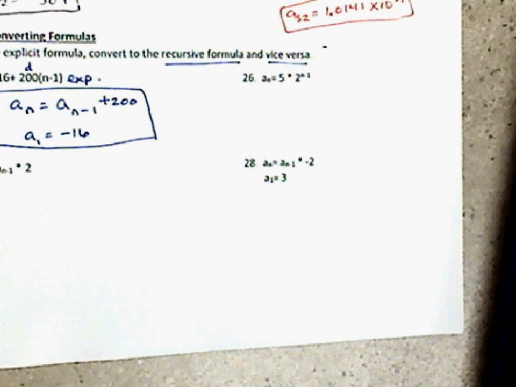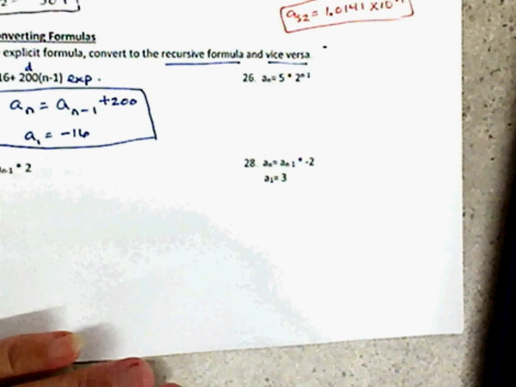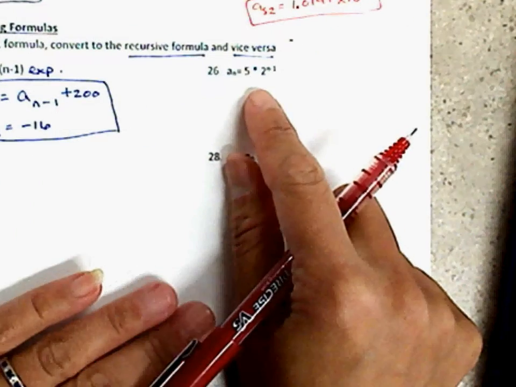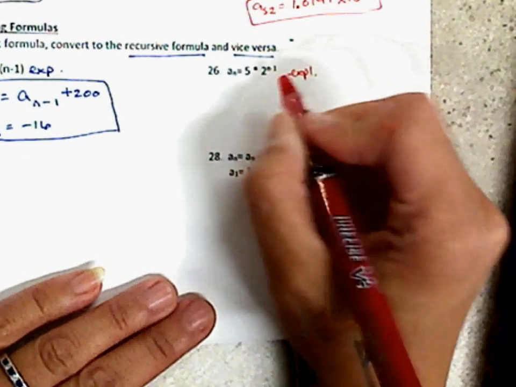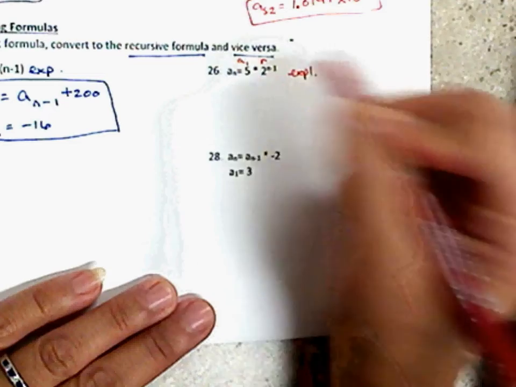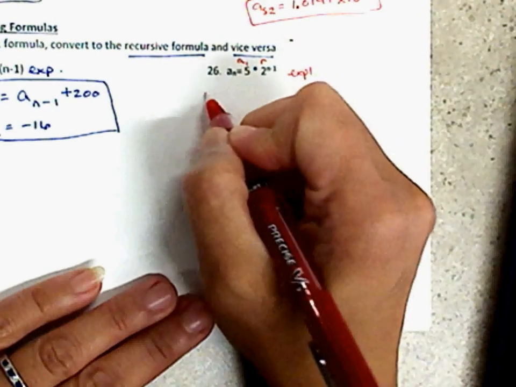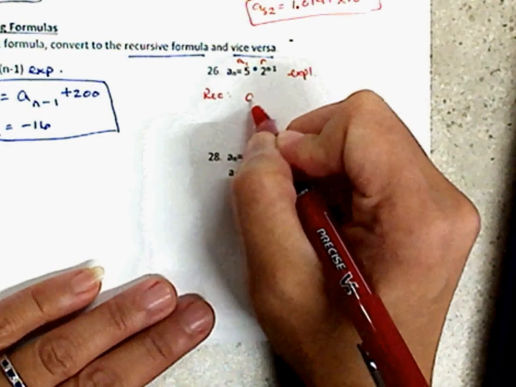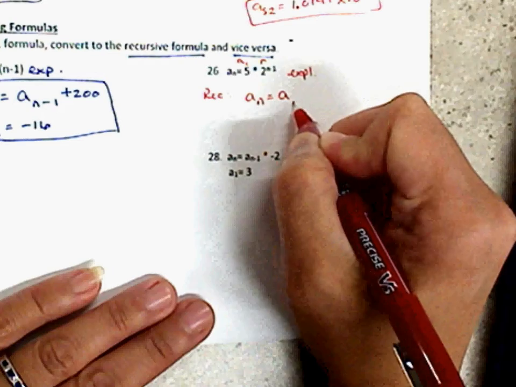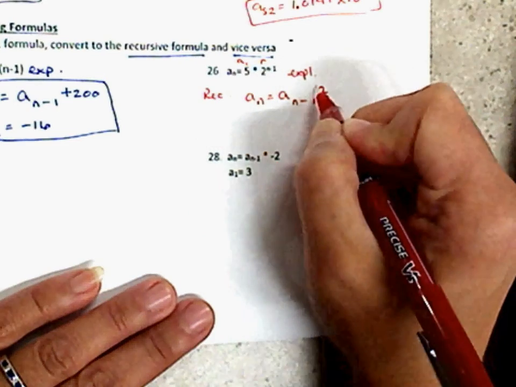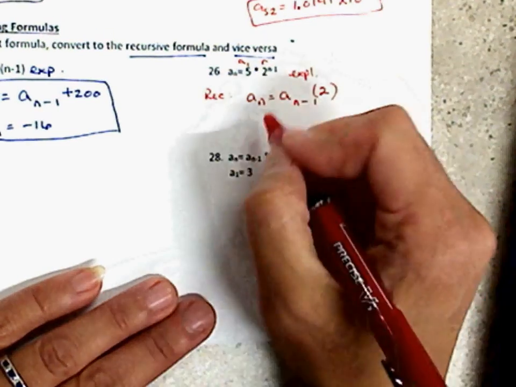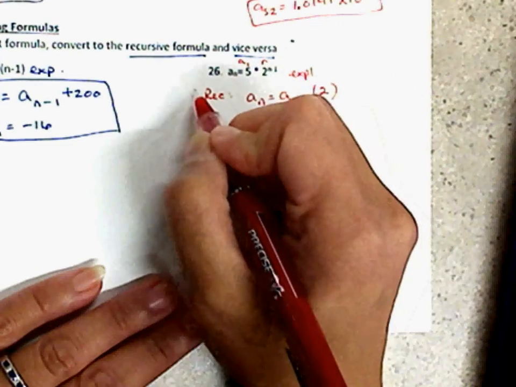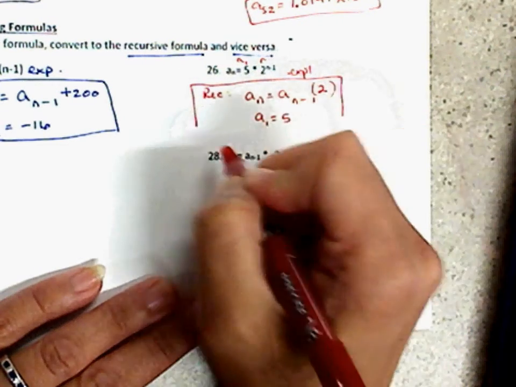On number 26, they have given you a geometric explicit formula. Here's your R, here's your first term. So let's rewrite it in recursive. So A sub n equals A sub n minus 1 times your R. When you put parentheses around that, that means you're multiplying, and your first term is 5.